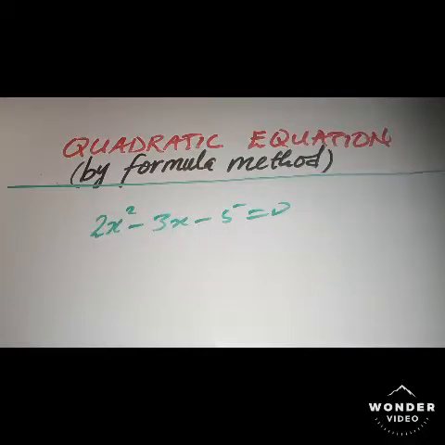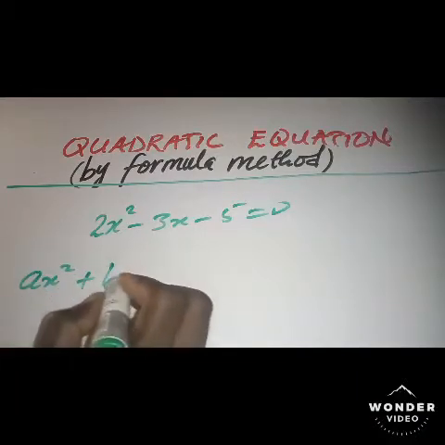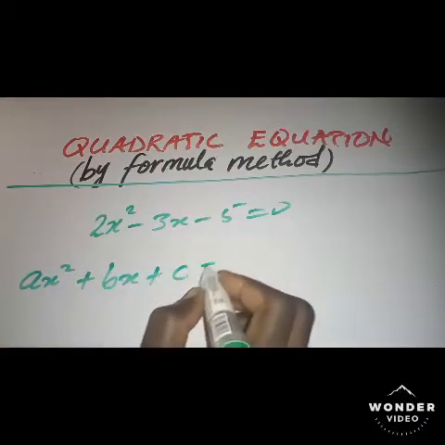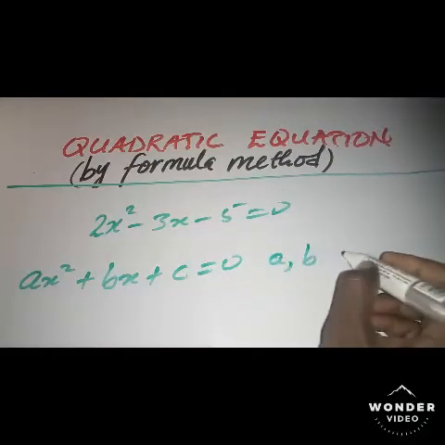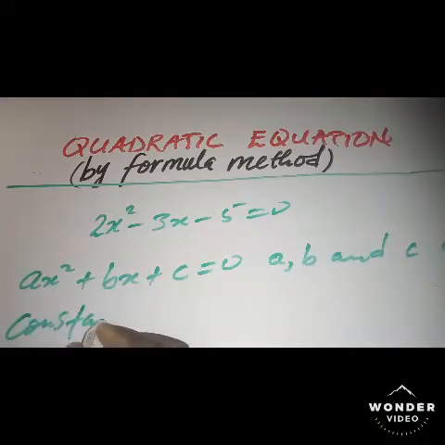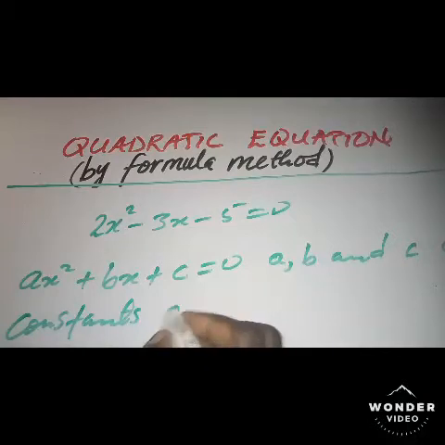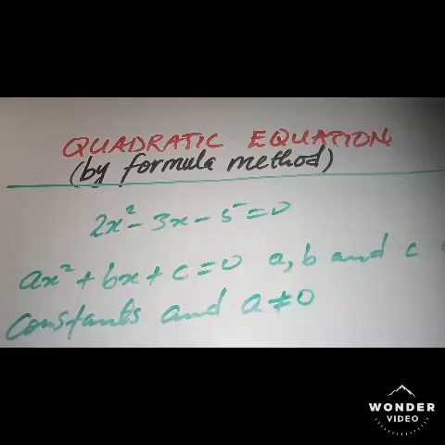The next thing here is it is very important for me to be able to recall the general equation that says ax squared plus bx plus c equals 0, where a, b, and c are constant terms, and a is not equal to 0. Why are we recalling this? Because it is very important.